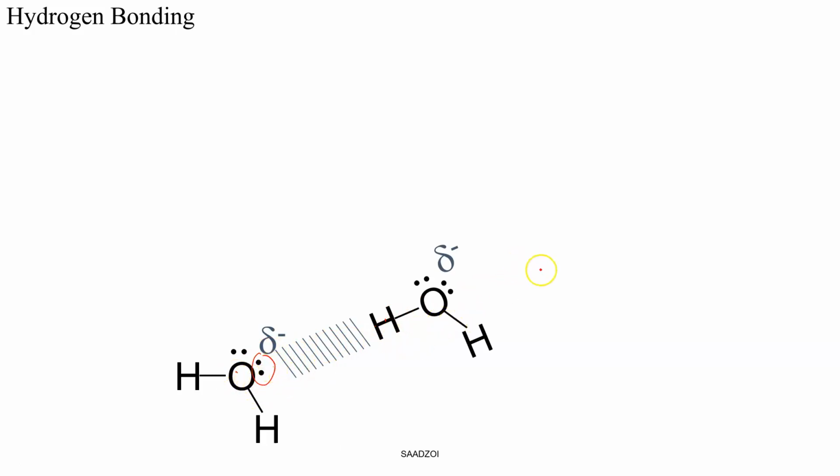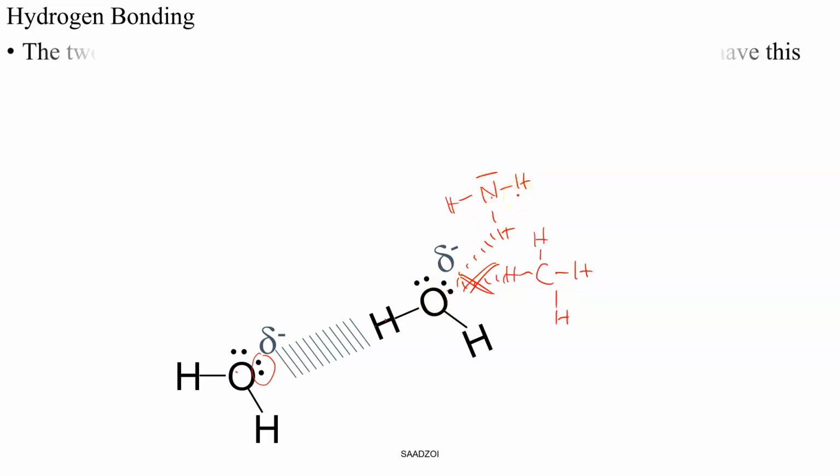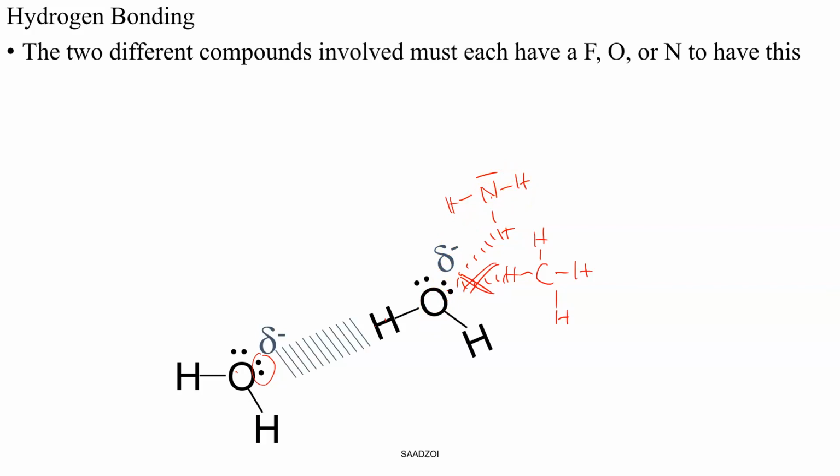Now, you can't just assume hydrogen bonding. Let's say we did CH4 for the fun of it. We know CH4 doesn't have hydrogen bonding, right? So you can't just assume because there's an H here that this can happen. No, no, no. Both of these molecules must have either F, O, or N. So if I did an NH3, like this, then yeah, you get hydrogen bonding between here and those lone pairs. That's fine, because both of these have F, O, or N. That's the requirement for hydrogen bonding, so remember that. If they don't both have it, there's no hydrogen bonding.